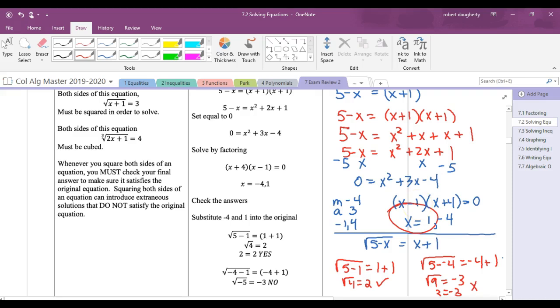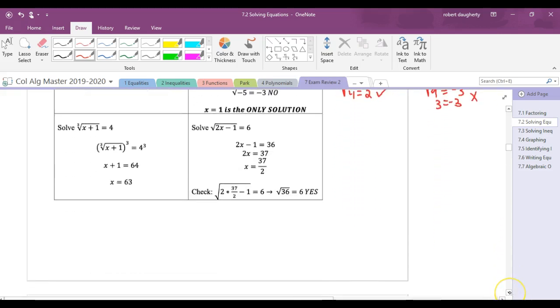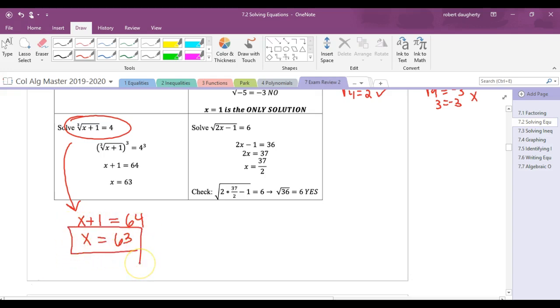Very important: when you square both sides of an equation, you're going to have to go check your answer to make sure it's valid. If I look at this one, the cube root, what I need to do is cube both sides of the equation. So when I cube the left side, I get x plus 1. 4 cubed, that's 4 times 4 times 4, that's 64. Solve that for x. X is equal to 63. I did not square both sides of the equation, so I'm good to not check the answer on that one.